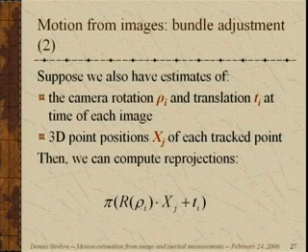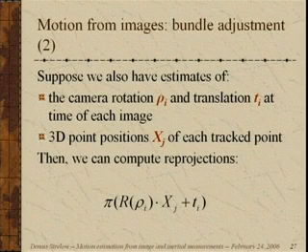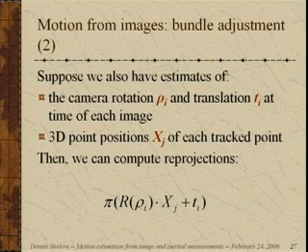And suppose that from some magic source, we also have estimates of the unknowns we want to estimate. So for example, the camera rotation and translation at the time of each image, and the 3-dimensional position of each point that we tracked. Given those estimates, we can compute the reprojections. So that's just taking the estimate of the 3-dimensional point and converting it into the camera coordinate system at the time of the current image, using the estimate of the rotation and the estimate of the translation. And then once you have the estimate of the point in the camera coordinate system, you can just compute a reprojection of that 3-dimensional camera coordinate system point into the current image.